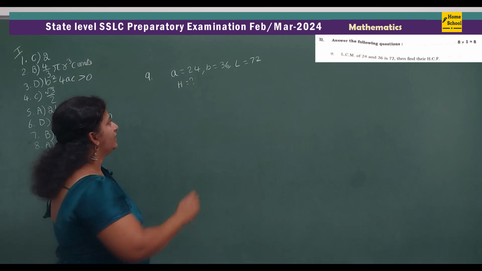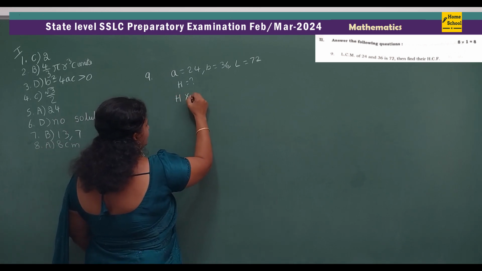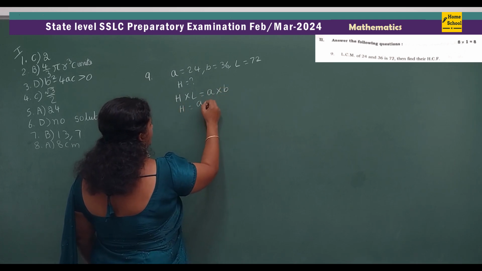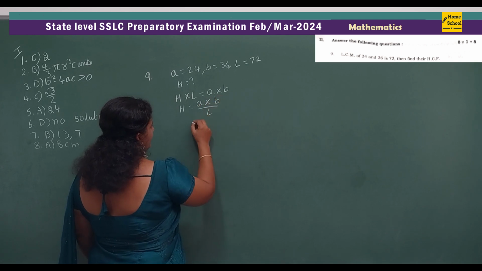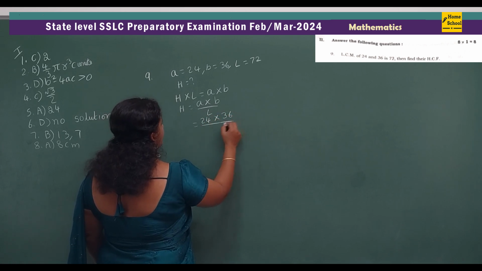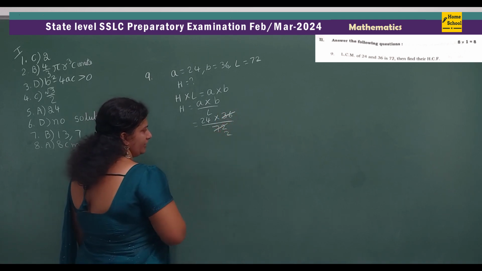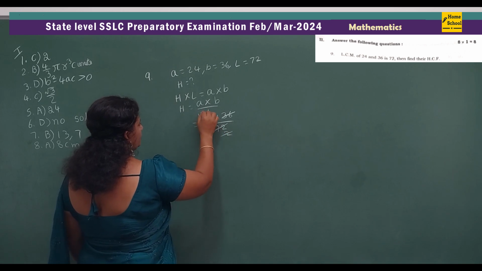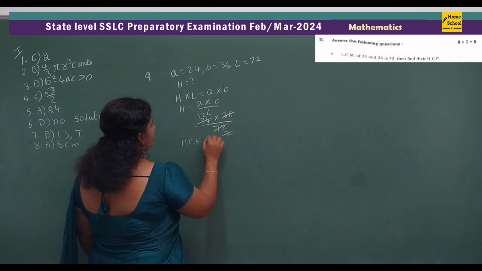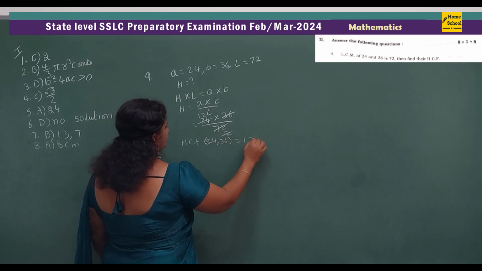Understand like this. A, B you know, L you know, you need to find H. You know the relation: H into L is equal to A into B. H is equal to A into B by L. Substitute the values: 24 into 36 by 72. 36 twos are 72. And this will be 12. 2 twelves are 24. Therefore, HCF of the two numbers, 24 and 36, is equal to 12.